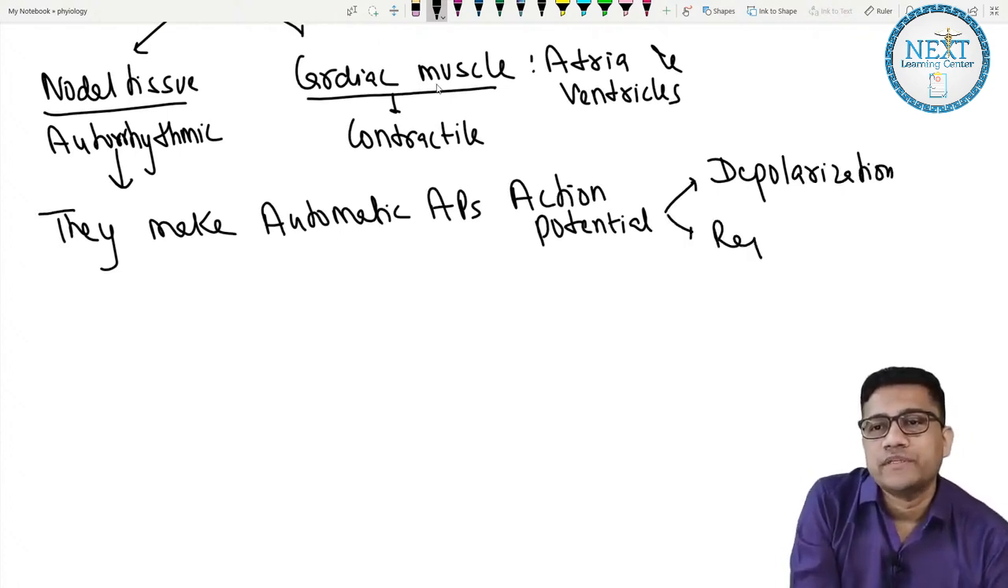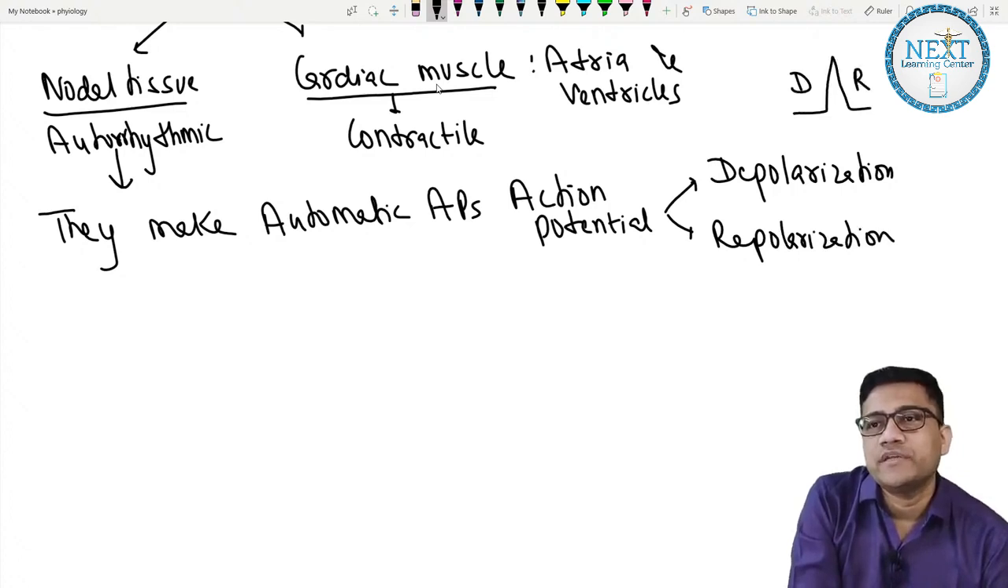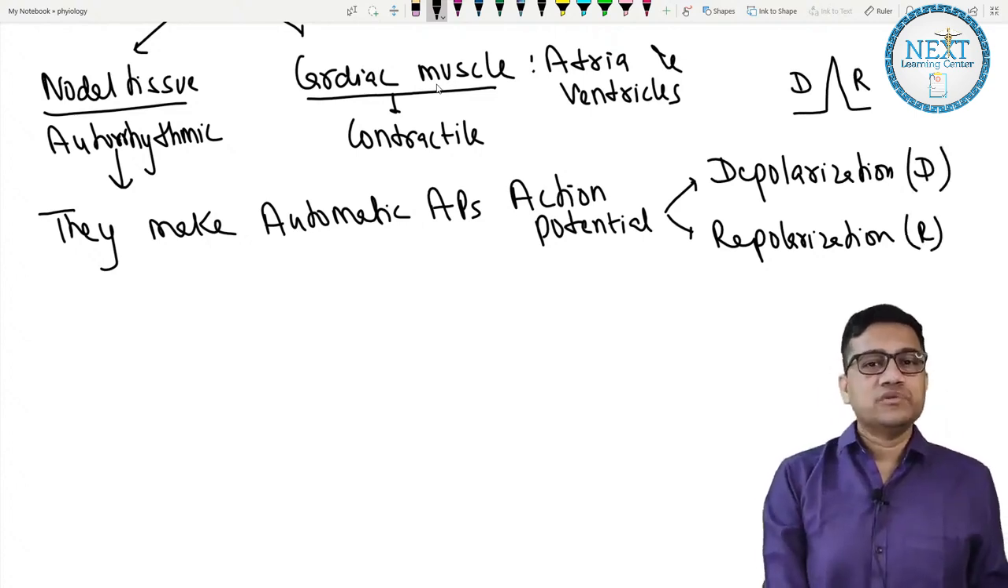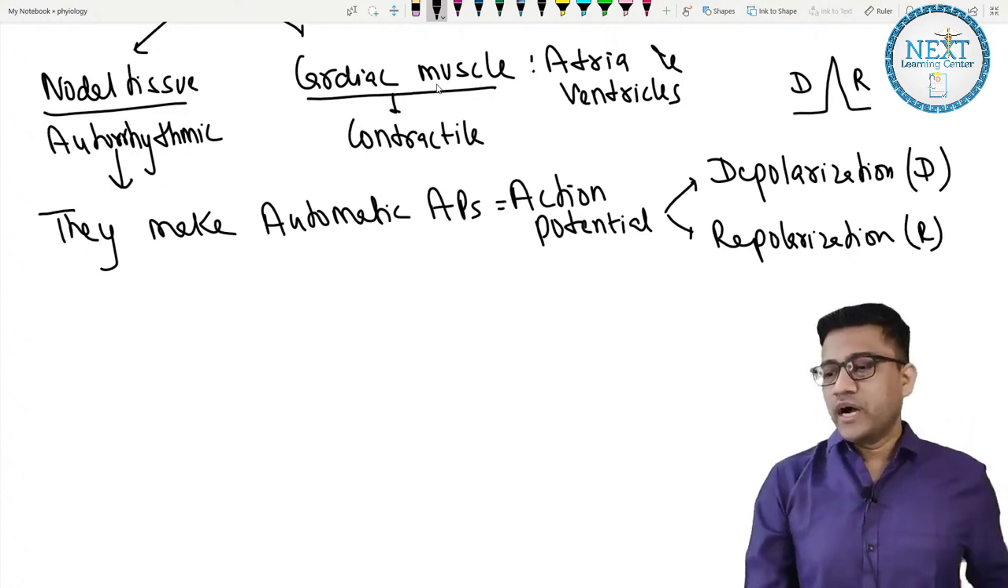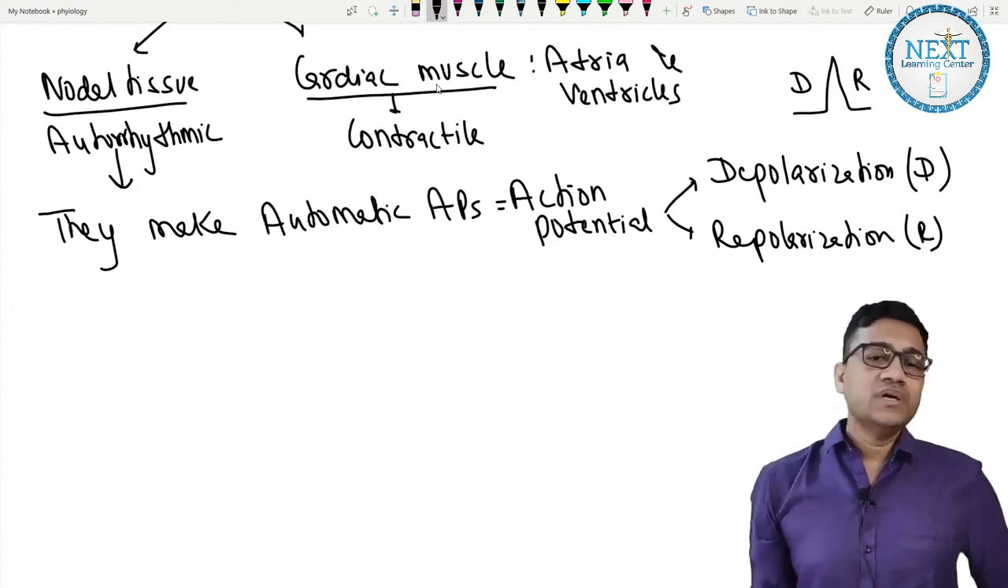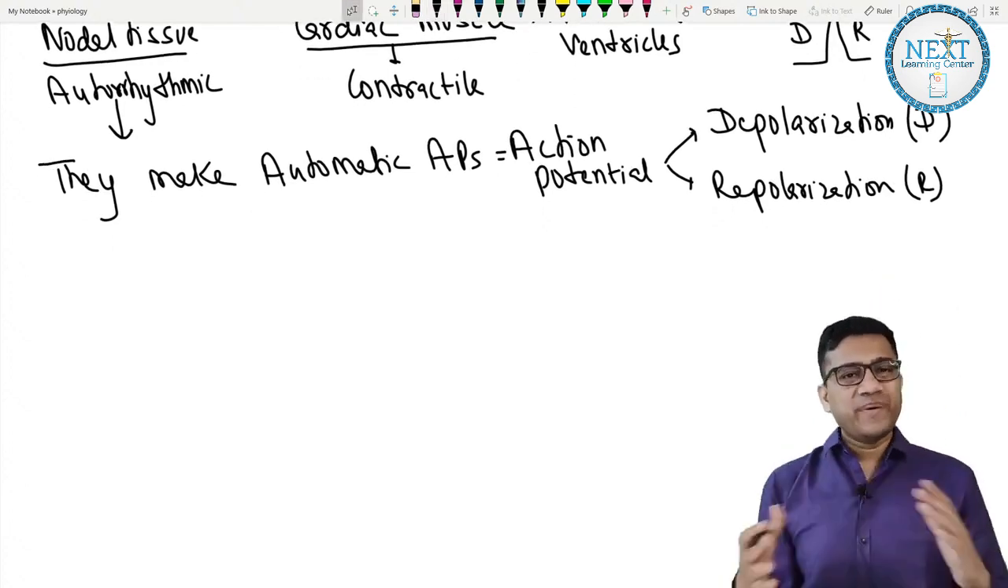And repolarization. So who's making these automatic APs? This is the AP: depolarization, repolarization. So these APs are produced by the nodal tissue. Are you clear? They are produced by the nodal tissues, and these nodal tissues are then going to spread these APs.